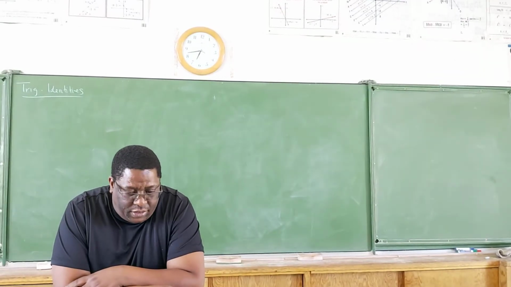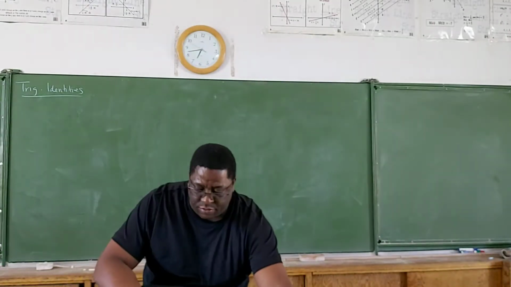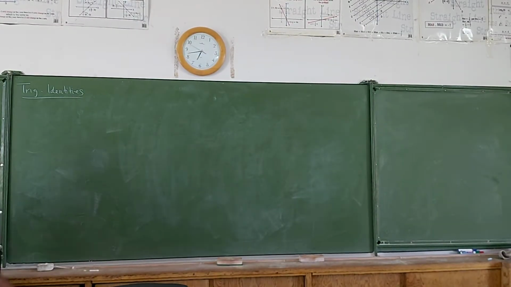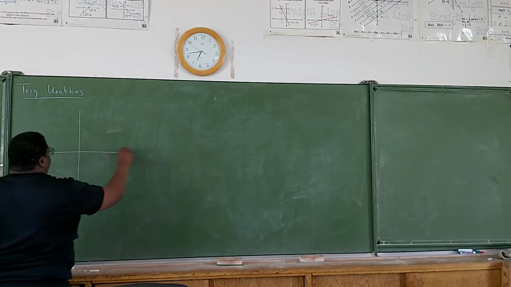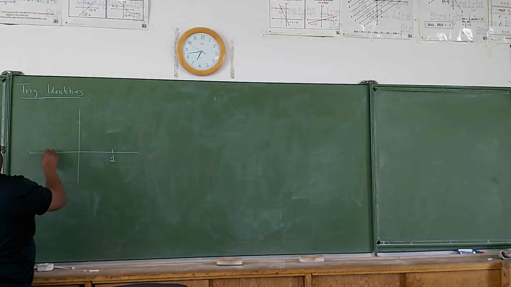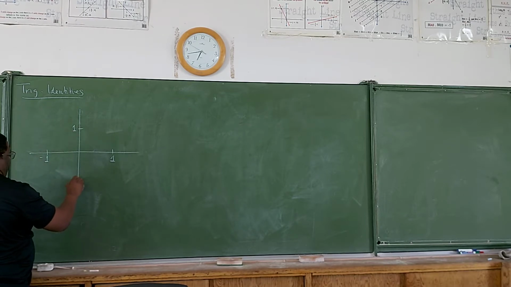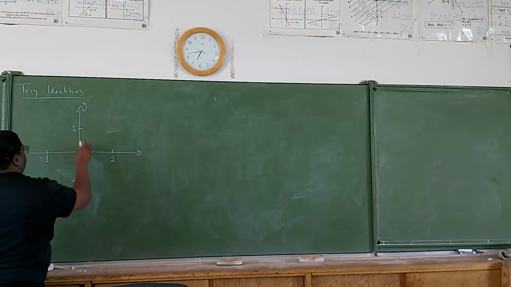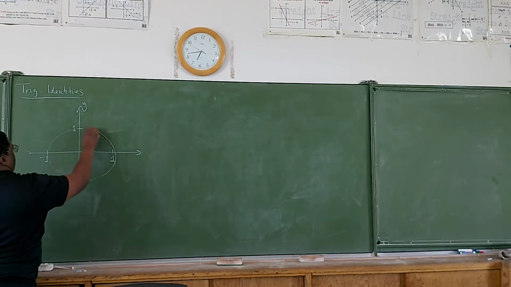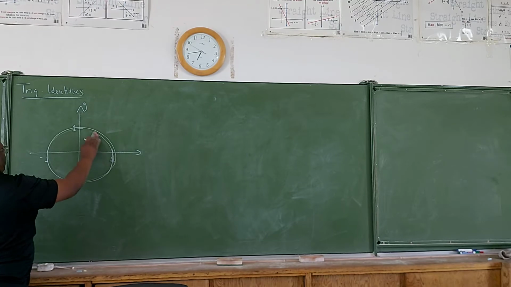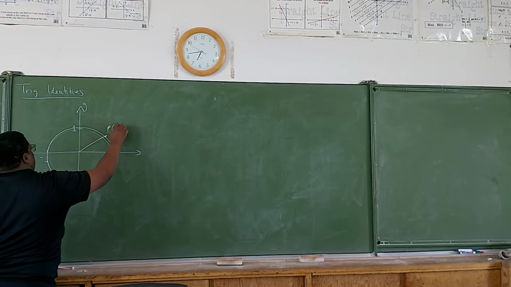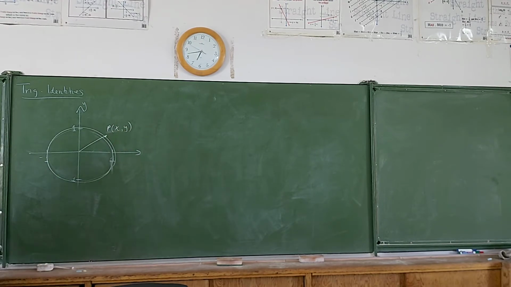Okay, let us just quickly do a small revision of what we have done so far. If I draw a circle with a radius of 1, it gives rise to a unit circle. It's a unit circle, right? So this is a point P, (x, y), right?